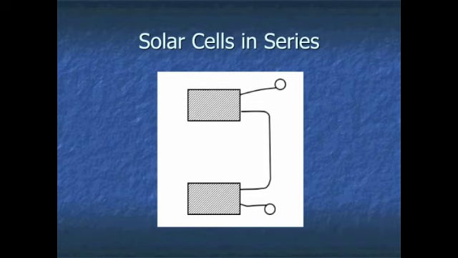A series connection means the positive side of one panel is wired to the negative side of another panel. This increases the overall voltage. The current flowing is the same in all the panels. So a series connection increases voltage, but not current. We will show both parallel and series configurations as we go through the lab.